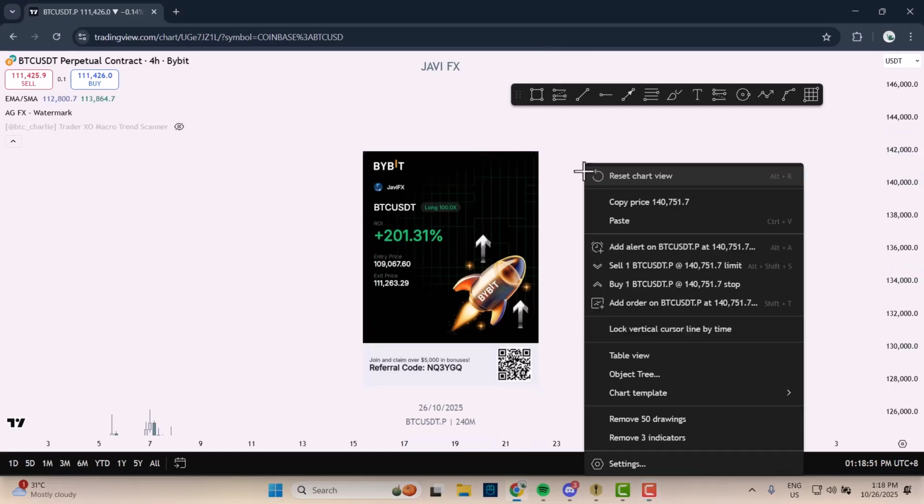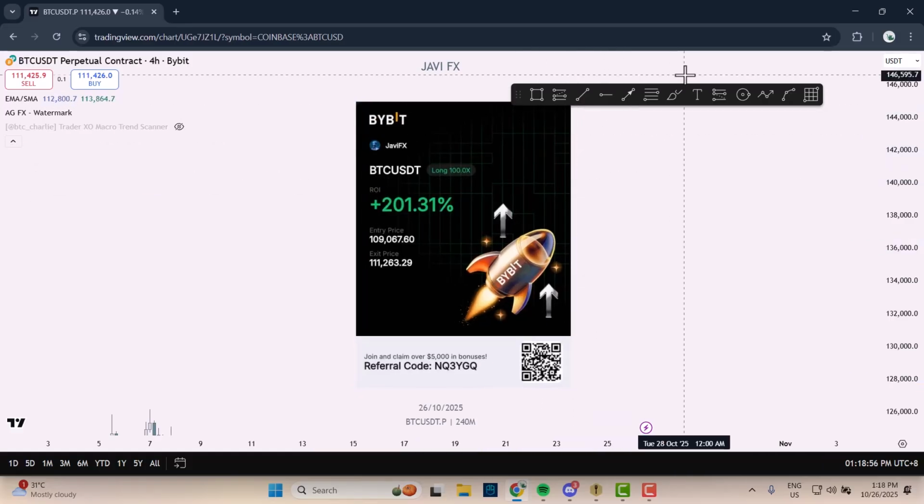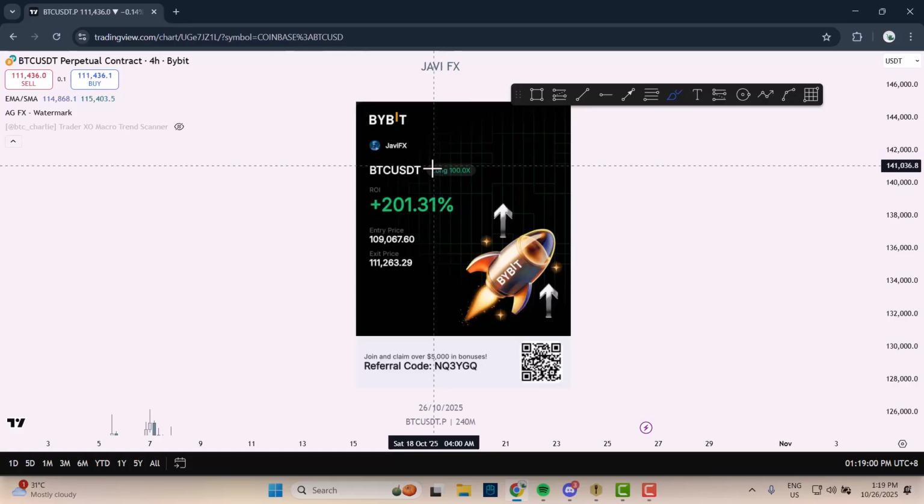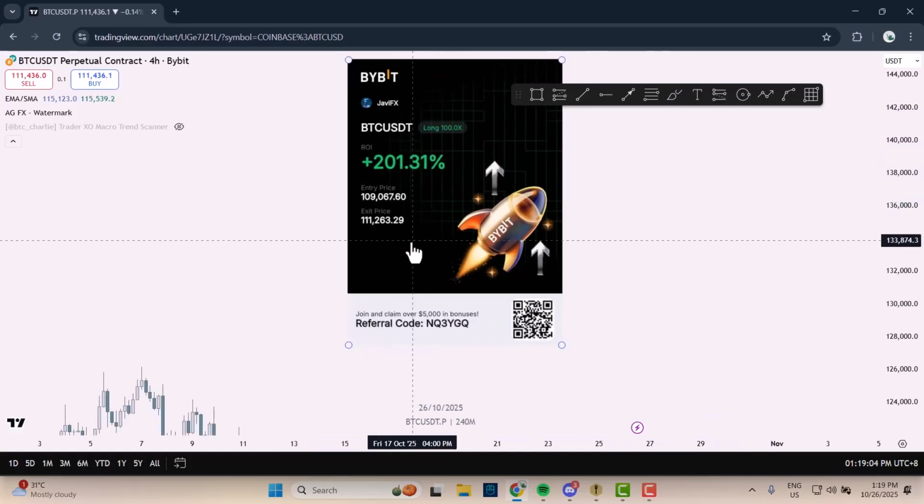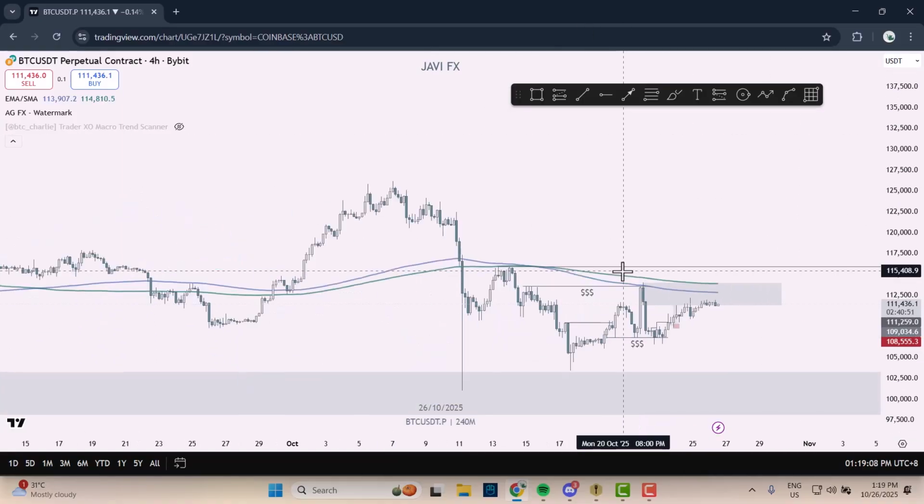So for today, we have a trade on our hands. This is a Bitcoin long, 100x leverage, 200% ROI, right? So let's get into it. Quickly, let's just have a rundown.